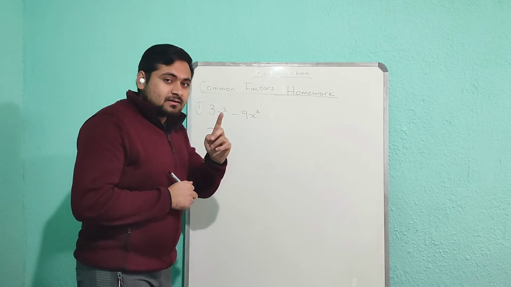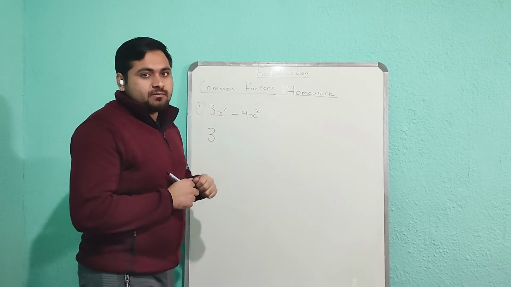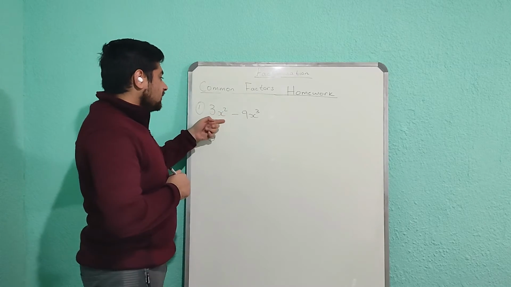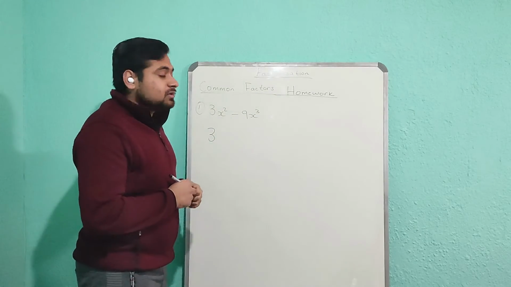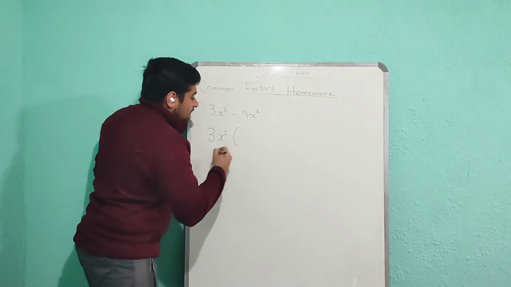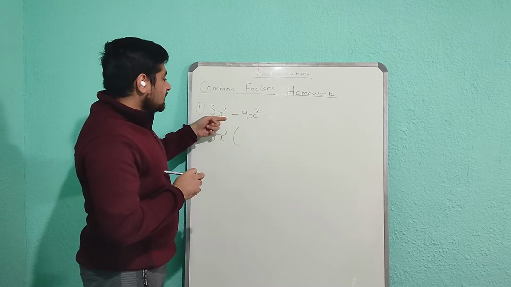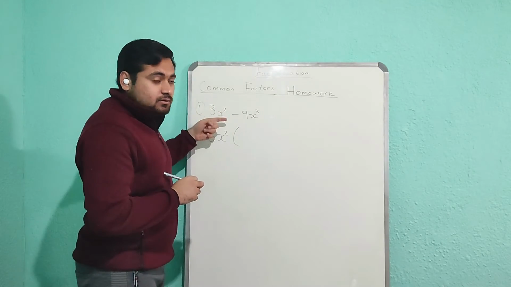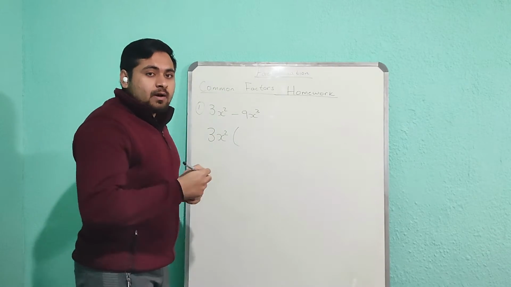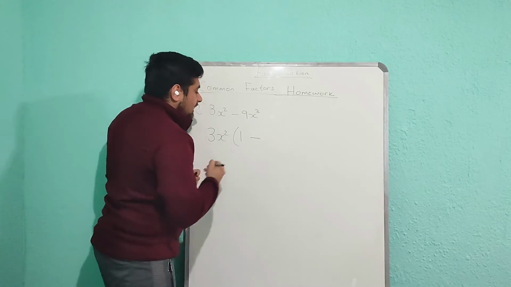In the lesson, we said that we need to pull out the alphabet with the smallest power. So which x has the smallest power? X to the power of 2. Therefore, we pull out x to the power of 2. Open the bracket. Now we go to the first term. 3 is already there, x squared is already there, so we do not need to write anything. So what do we times 3x squared by to get 3x squared? Anything we times by 1, you get itself. Therefore, we times by 1 and the sign is minus.